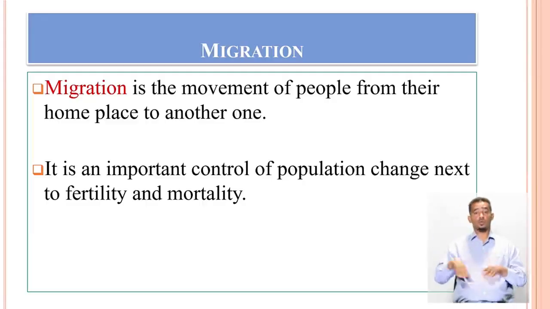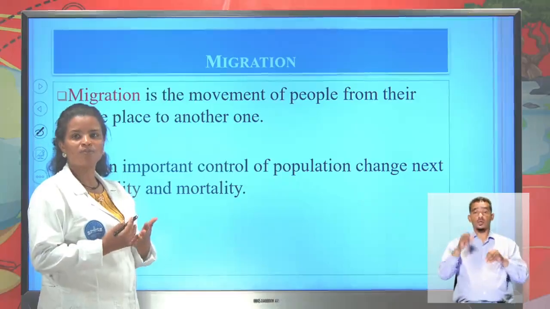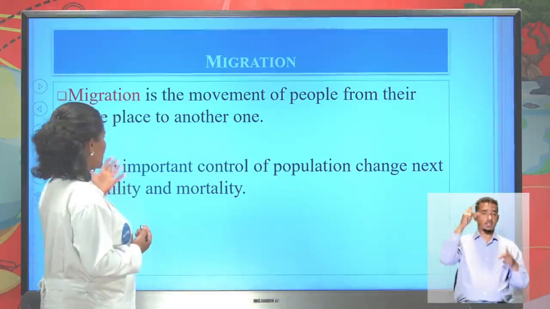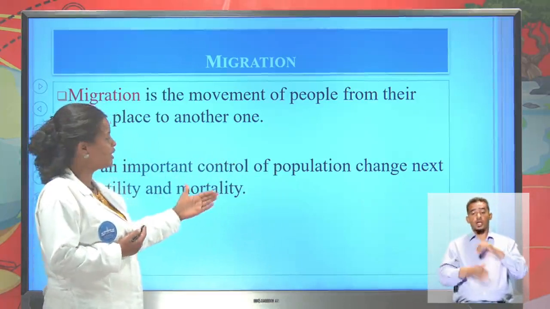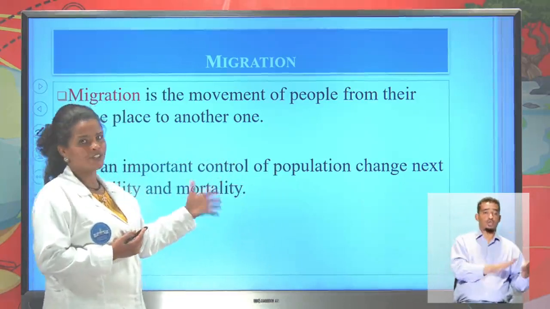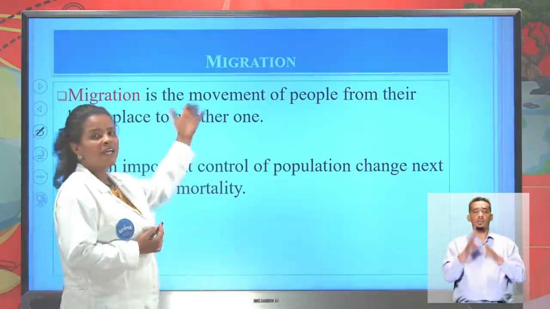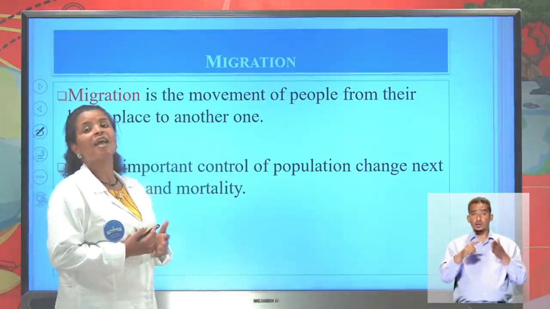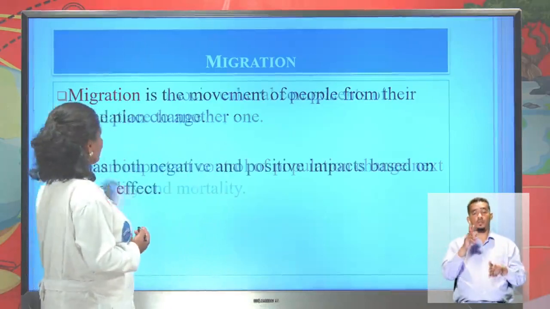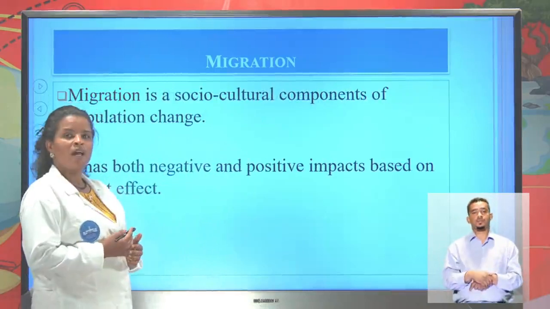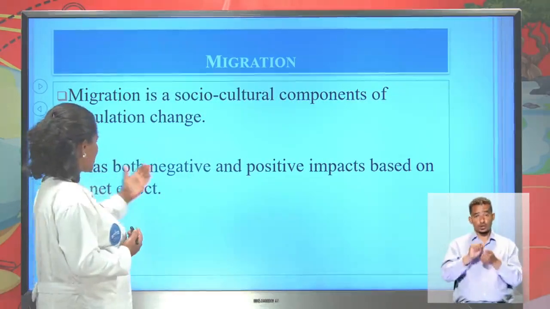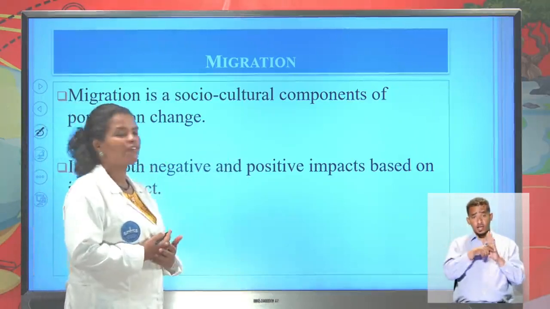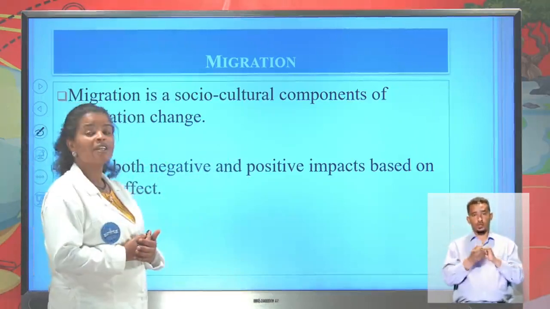Students, let's move to migration. Migration is the movement of people from one place to another. It is an important control of population change next to fertility and mortality. It is not a biological factor, it is a non-biological factor. Migration increases or decreases a given population. So migration is the socio-cultural component of population change. It has both negative and positive impact based on its net effect.